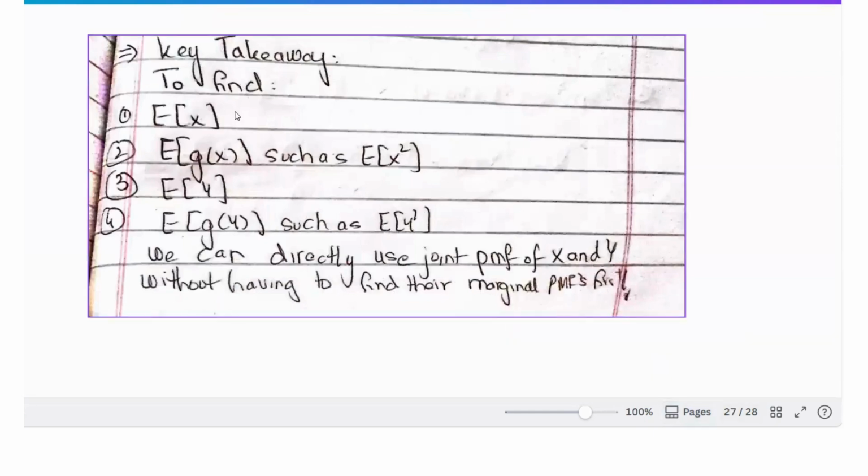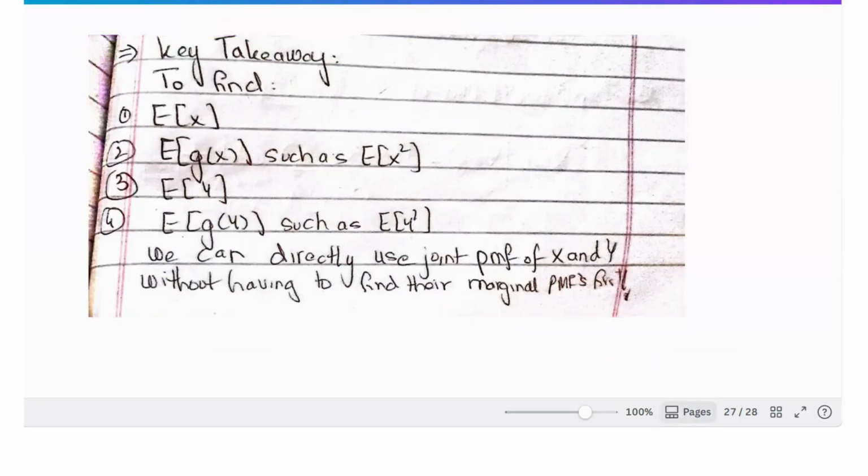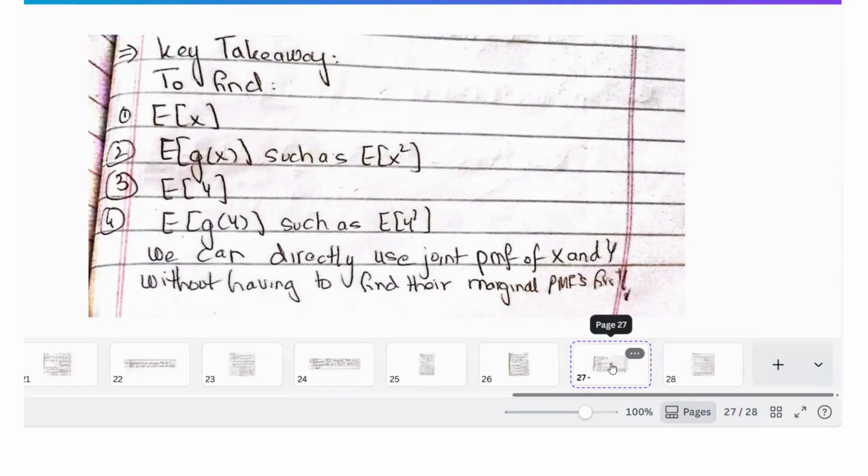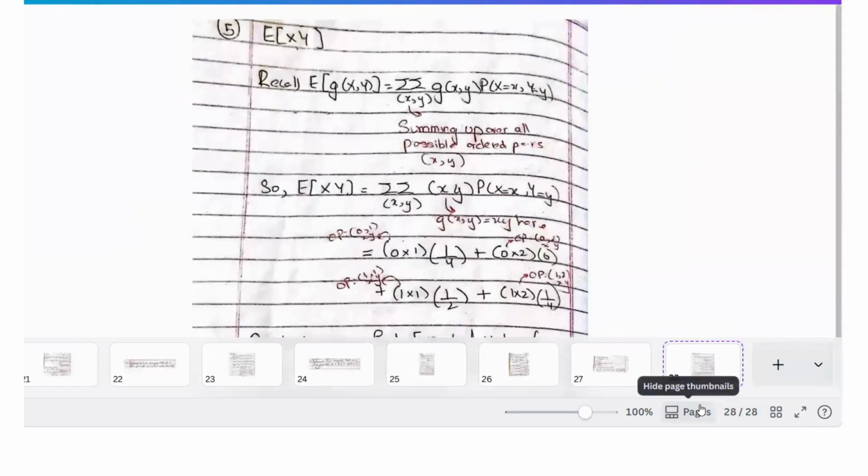So the key takeaway is, to find expected value of x, expected value of any function of x, such as expected value of x squared, or to find expected value of y, expected value of any function of y, such as expected value of y squared, we can directly use the joint PMF of x and y without having to first find the marginal PMFs, right? We can directly use the joint PMF.